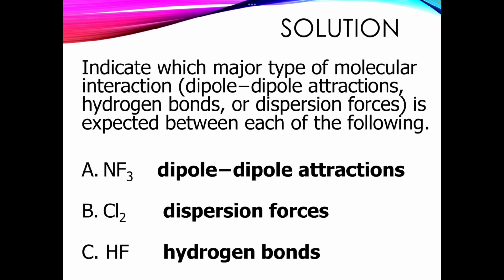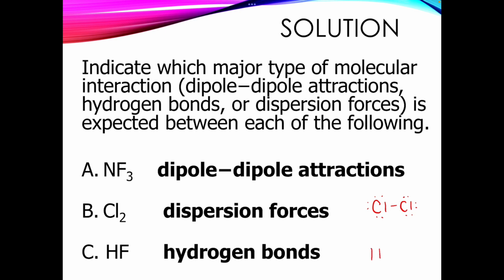Okay, let's look at chlorine, Cl2. So Cl2 will look like this. All diatomic molecules of the same element are always going to be nonpolar because one chlorine isn't more electronegative than the other one, so we can't put a partial positive or partial negative on either one of the chlorines, so this is just going to have London dispersion forces.